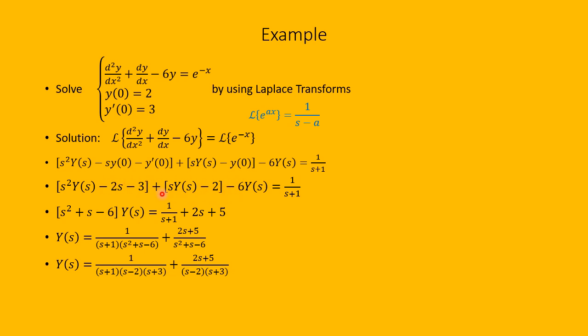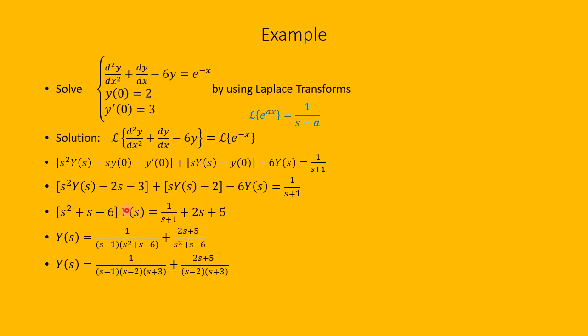So let's find Y of s using a little bit of algebra. First of all, collecting the Y of s terms, which are here, here, and here, we get s squared plus s minus 6 times Y of s, and that has to equal 1 over s plus 1 plus 2s, and here we have a minus 3 and a minus 2, which add up to a minus 5, so when we add it to both sides, we get a plus 5.